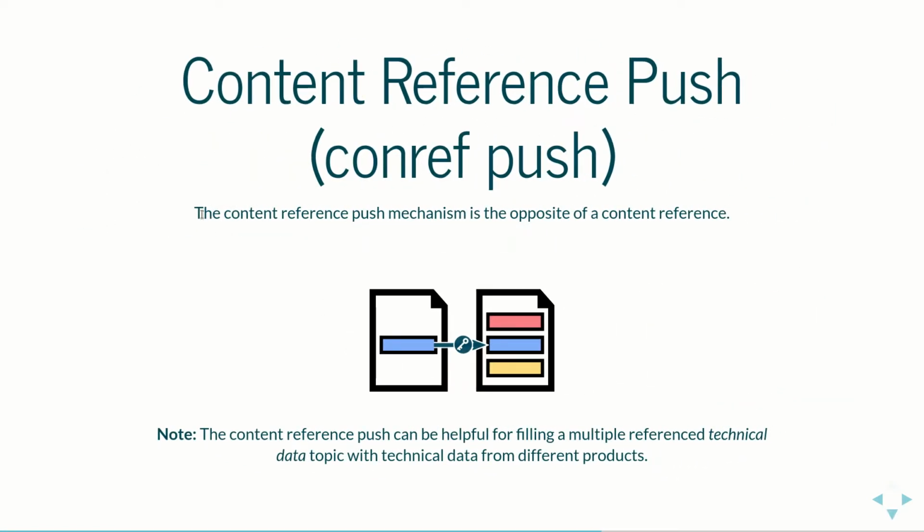There's another mechanism called content reference push. This is the opposite of a content reference. So what you can do is to push a chunk of content to another topic. This is, for example, helpful if you want to replace specific things in topics. For example, if you receive the topic itself from another party, for example, from another company or whatever, or to replace technical data in a data sheet.